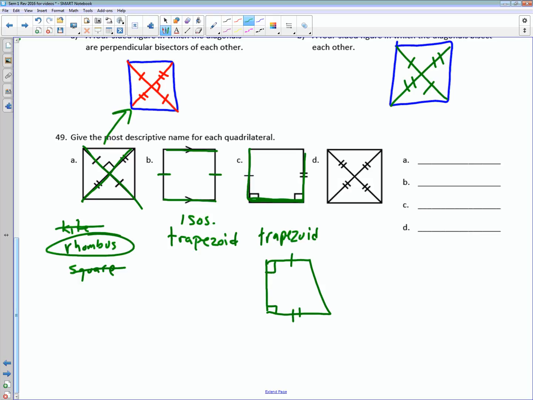And then letter D, those diagonals bisect each other and they're congruent, so that's going to make this a rectangle.